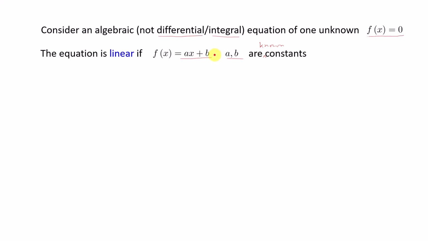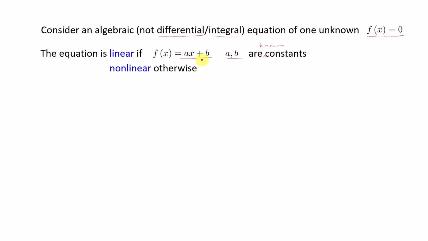If that is the equation, then we can solve this equation very easily analytically. For a not equal to 0, we know that the equation gives us a solution of x equals minus b by a, so it's very easy, and there is no question of using numerical methods for such cases. However, if the equation is not of this type, then the equation is called nonlinear.